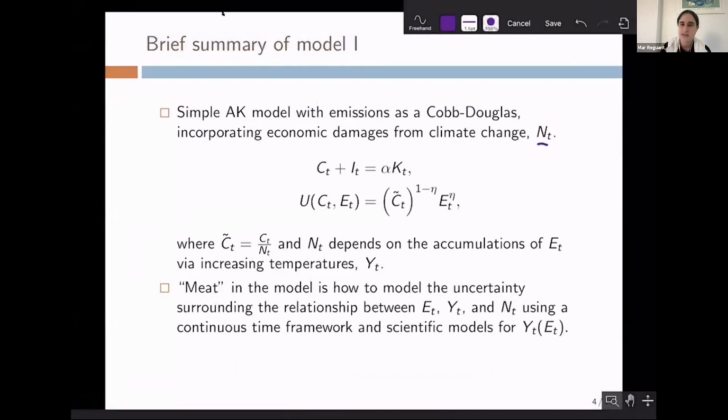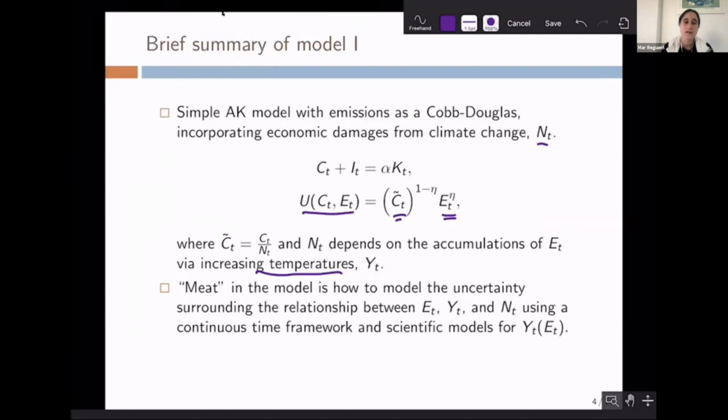So think about consumption and investment equal to alpha K, and then the utility being this Cobb-Douglas function between effective consumption and emissions. And here the key is that effective consumption is deteriorated as emissions accumulate into the atmosphere via the increase in temperatures. So the more emissions are accumulated into the atmosphere, N_t keeps growing, and effective consumption, holding the uncorrected consumption constant, keeps decreasing.